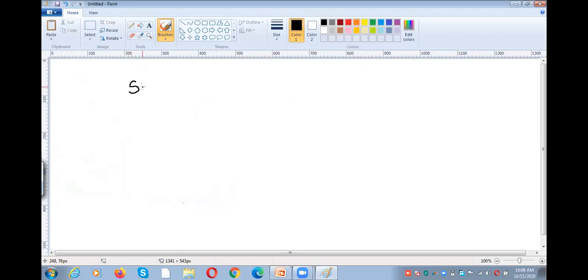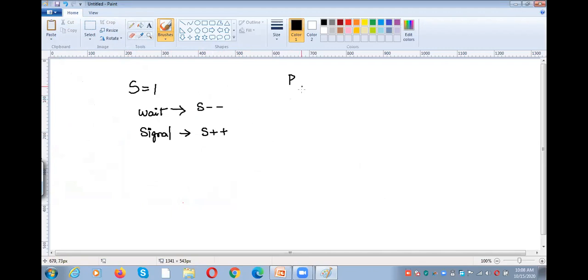So semaphore is initially set to 1. How many operations can we perform on semaphore? Two operations. One is wait and the second one is signal. What is wait? Wait means decrementing the semaphore value by 1. What is signal? Incrementing the semaphore value by 1. Okay, these are the operations.